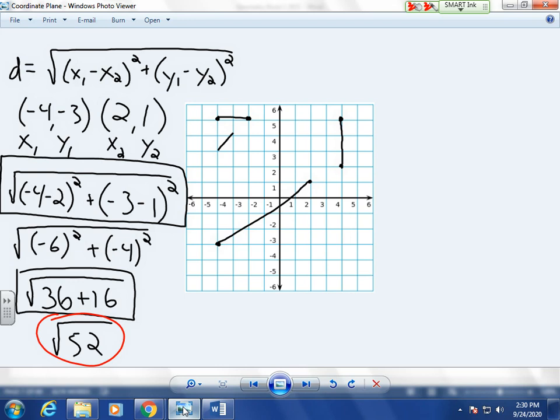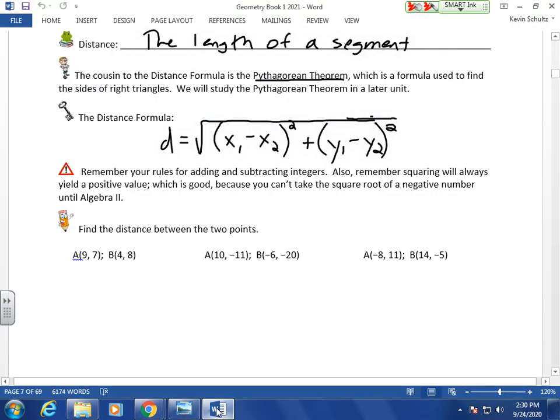Okay, second example, back to our page here. It says find the distance between the 2 points, point A and point B. So again, if you want to identify your first X, your first Y, your second X, your second Y, and go ahead and plug them in to the formula.